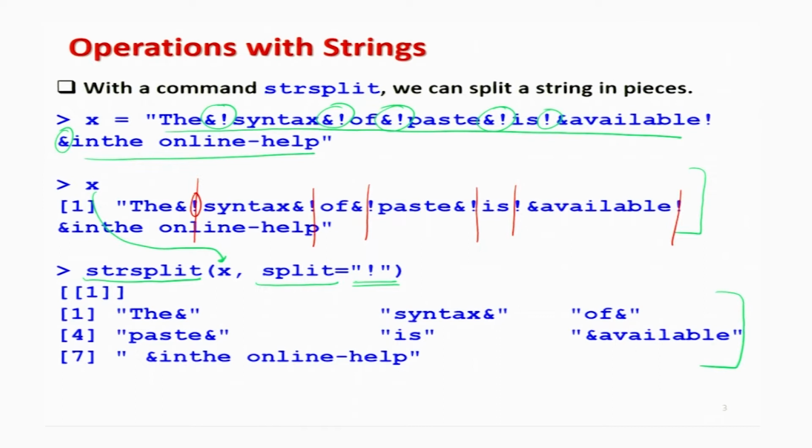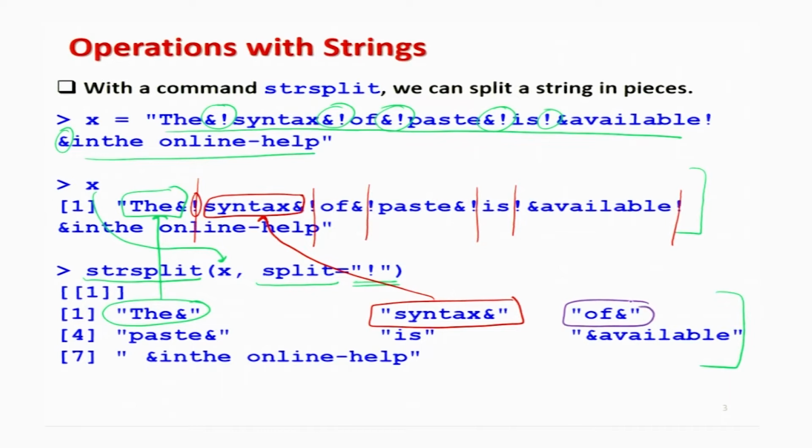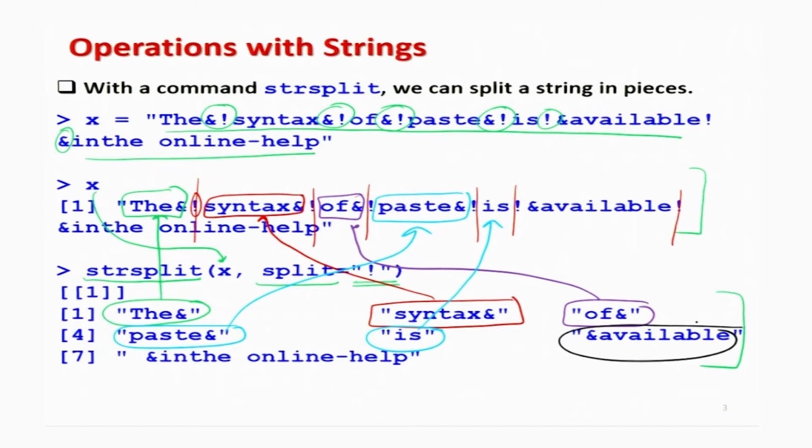If you try to understand this outcome, you can see this is the first split. Similarly, this one, the syntax and, is the second split. Similarly the third one, of, is the third split. And the fourth one here is paste and, then you have this, and after that say and available. And then after this you have in the online help like this.